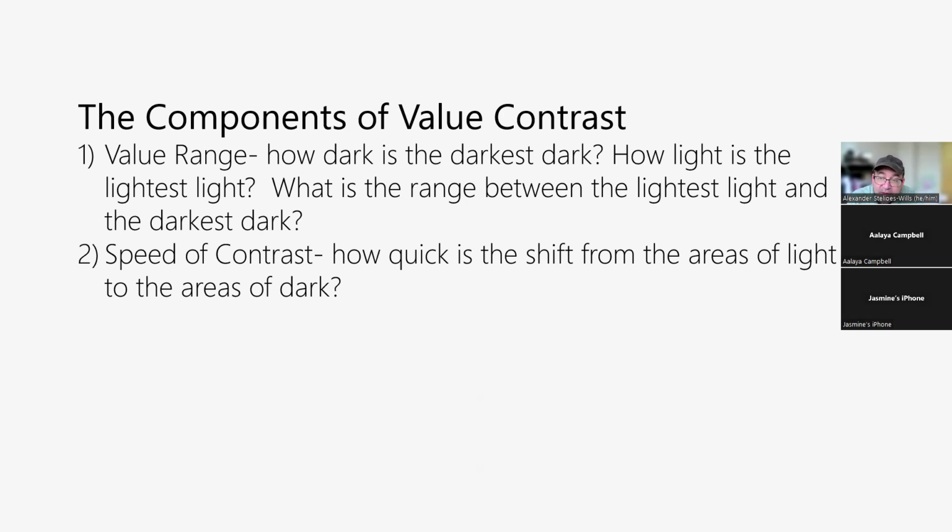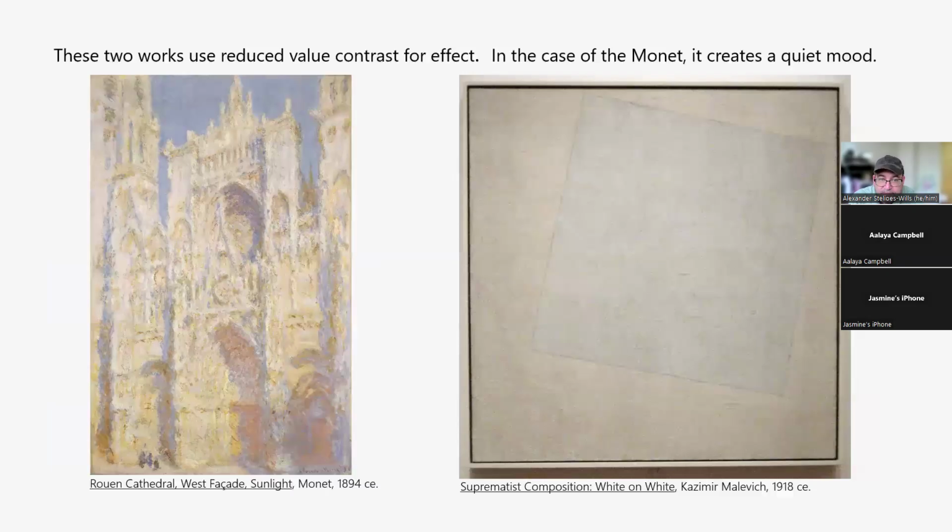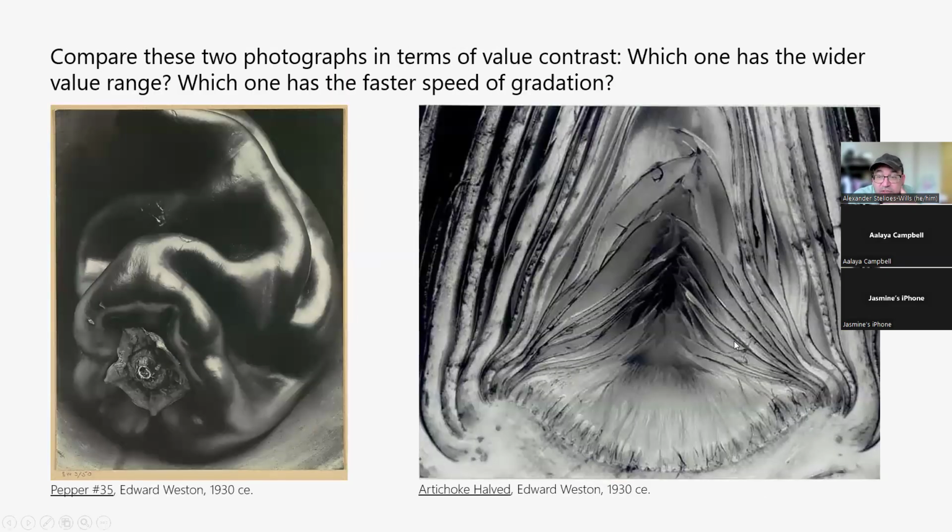And then the other way to think about it is how fast does it go from the lights to the darks? You can look at that both as an overall assessment or in sections and say, as we're looking at this passage, how fast is the light moving from light to dark? So here's a good example of the contrast between those two ways, right? These both feel like pretty high contrast images, but in a way, the pepper feels like a more high contrast image because it has the faster speed of gradation, right?